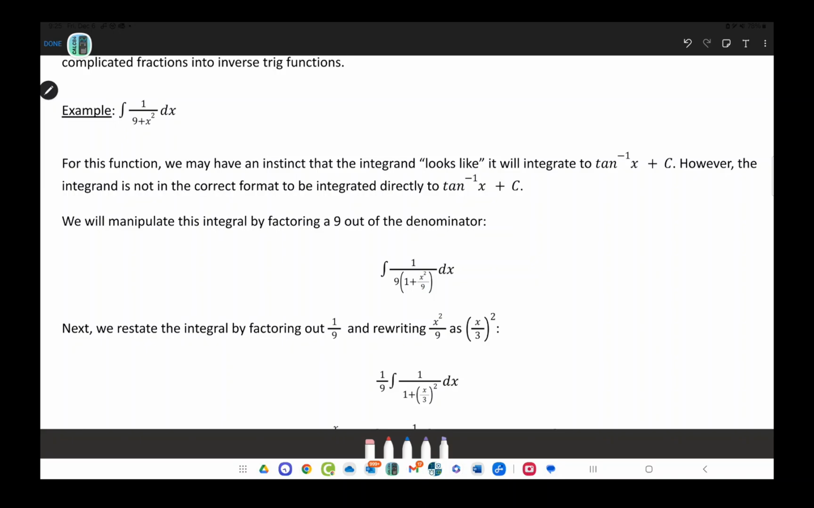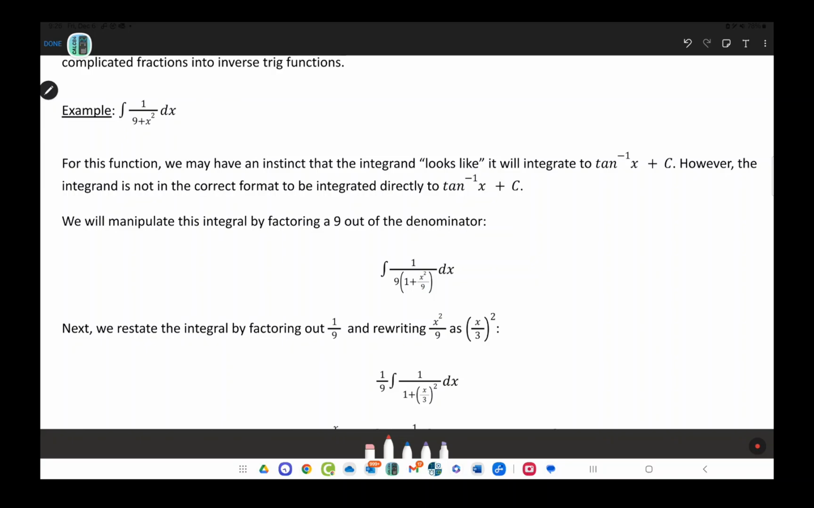Anyway, looking at example 1 here, we have the integral of 1 over 9 plus x squared. The idea here is if the function has some way of looking like the inverse trig functions, then we are going to use some method in which we can factor out to make it into an inverse trig function. In this case, we have to have 1 plus some function squared. So how do I make that a 1 instead of a 9 in the denominator? Factor out 1/9.